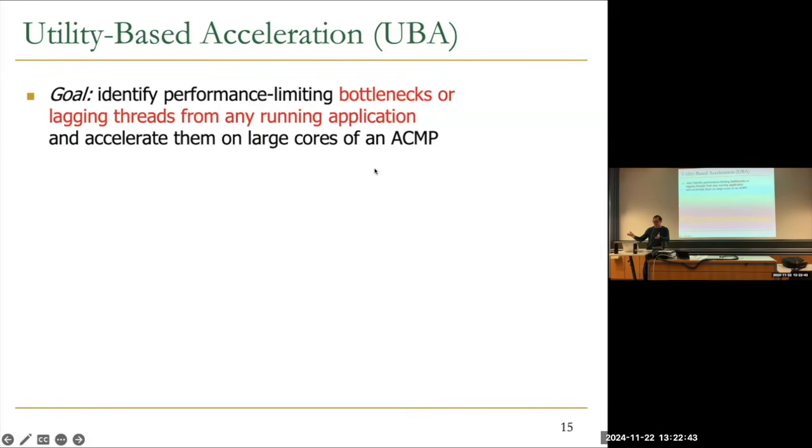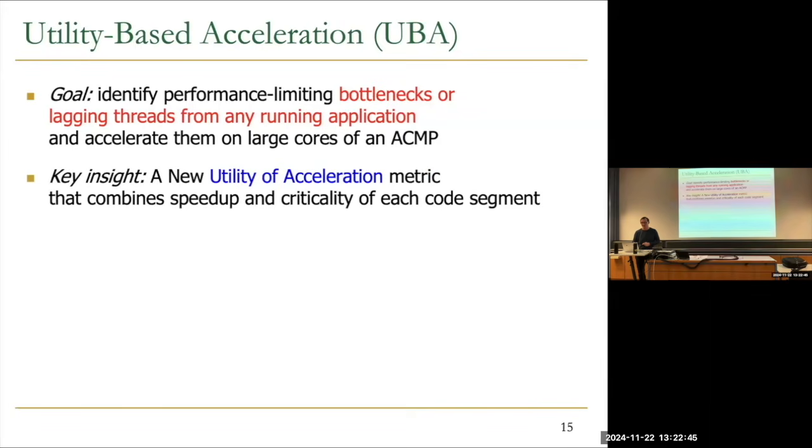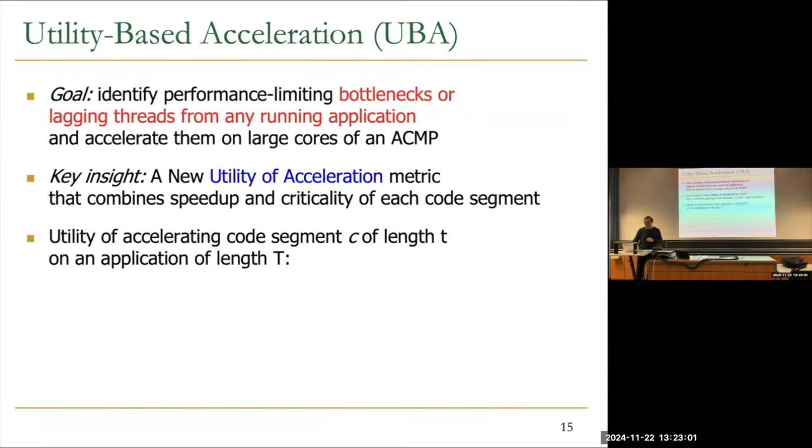But of course, you can have different methods for acceleration, as we discussed yesterday. And this paper introduced a utility of acceleration metric that combines speed up and criticality of each code segment. I'm not going to tell you exactly how this is computed. Otherwise, we would take a long lecture on a single paper, which I don't want to do today because we have a lot of other fundamental things to cover.